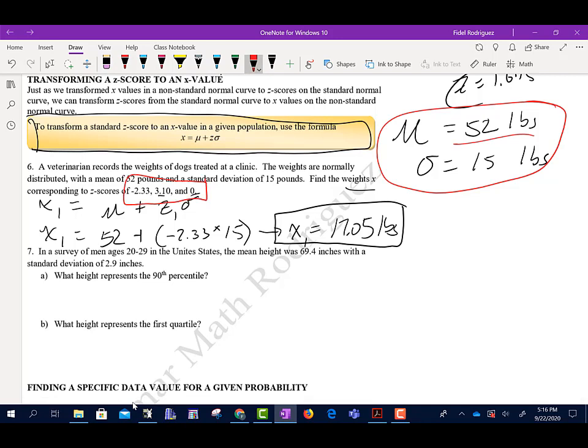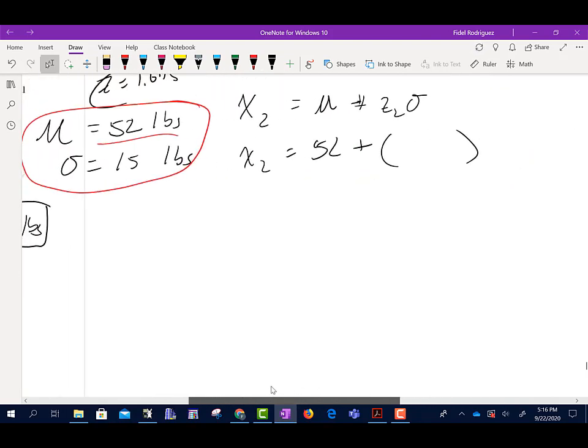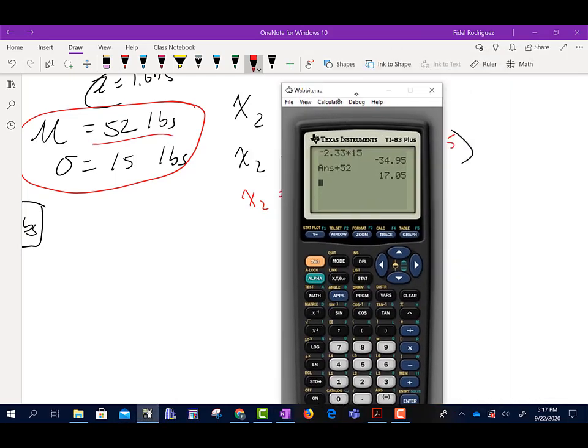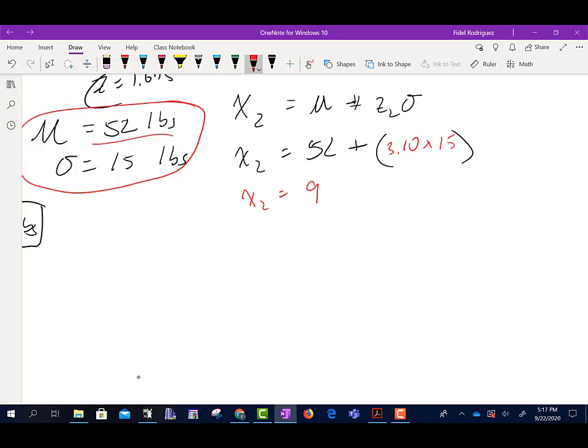Okay, positive 3.10. Oops, that's too far. Here we go, 3.10 times my standard deviation of 15. Okay, so I'm going to grab my calculator again. Let me just move it over this way. And I'm going to say, okay, what's 3.10 times 15 equals, plus 52. And this dog weighs 98.5 pounds. That's a big boy, right? Or a big girl. But we got a big dog here, right?